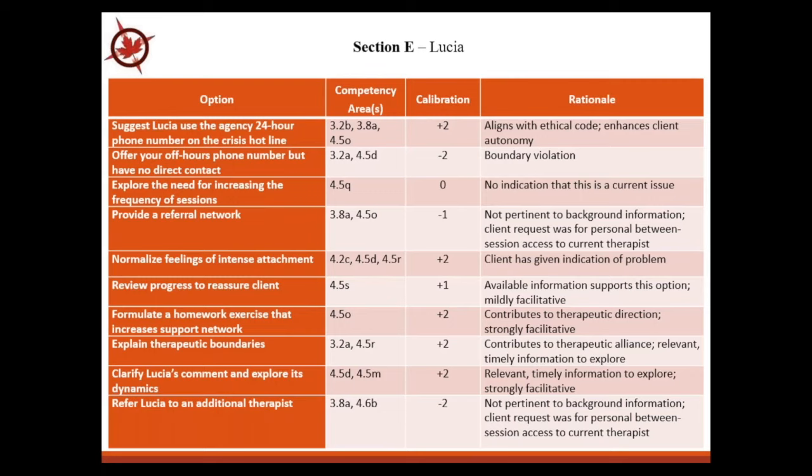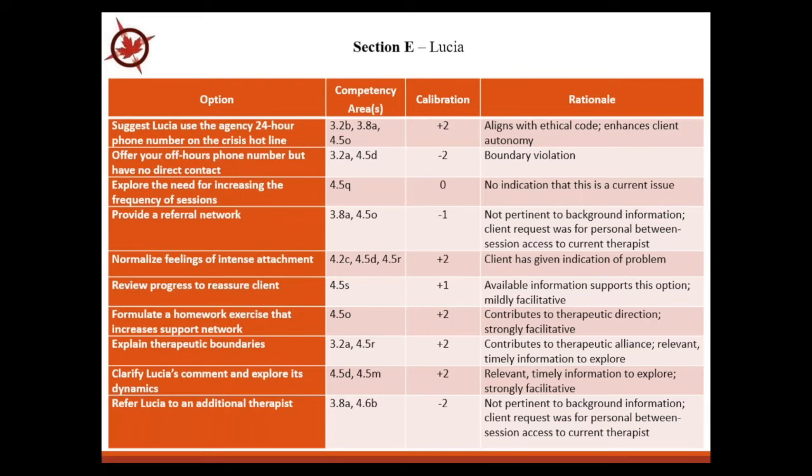The answer is because it aligns with the ethical code and it enhances autonomy. Maybe you offer your off-hour phone number but have no direct contact. That's a -2, is a boundary violation. So every time the option has a calibration, there has to be a reason for that calibration, and that reason has to be aligned directly to the competency profile. At no time can they test anything that is not in the competency profile.